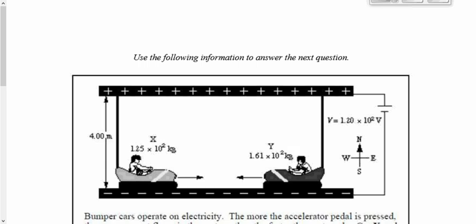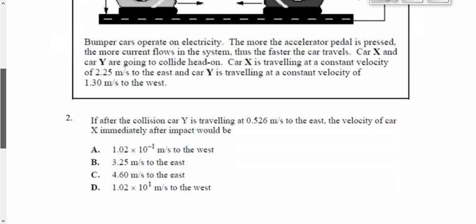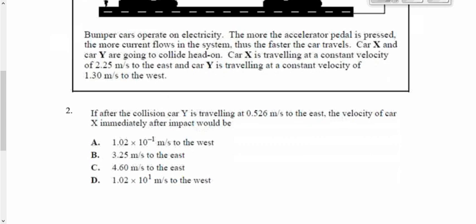We got some bumper cars going on here. It says they operate on electricity. Not that that really matters for this question. We got a collision taking place here, right? Car X and car Y are going to collide head on. X is traveling at a constant velocity of 2.25 to the east. Y is traveling at a constant velocity of 1.30 meters per second to the west. Probably makes sense to draw attention to those east and west, right? So we don't forget a positive and a negative.